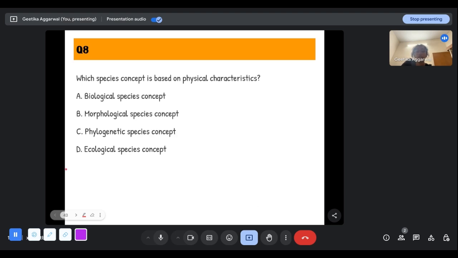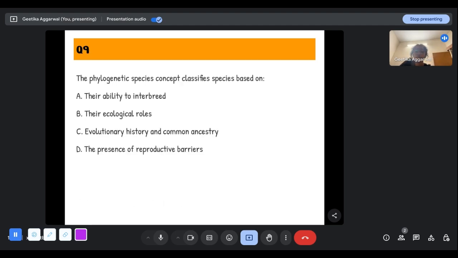Which species concept is based on physical characteristics? Is it the biological species concept, morphological species concept, phylogenetic species concept, or the ecological species concept? Which of these following is based on physical characteristics, also called phenotypes? Yeah, so the correct answer to this question is actually the morphological species concept.